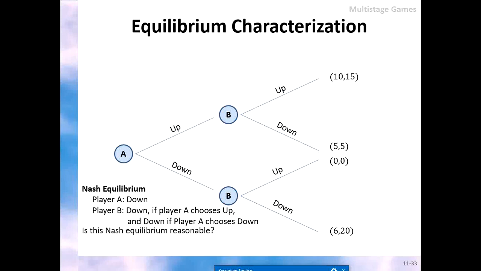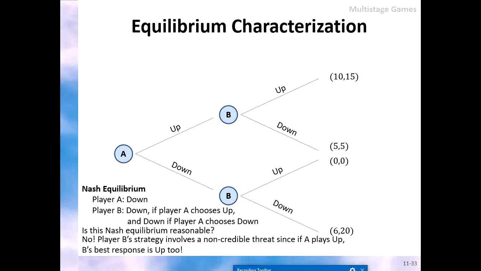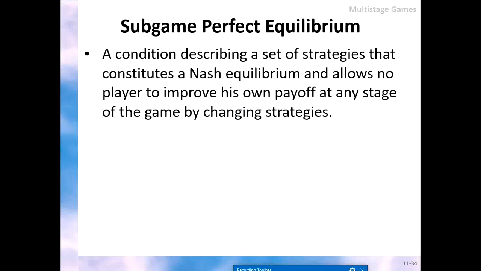Now, which of these two Nash equilibrium outcomes is the more reasonable? The answer is the second. Player B's strategy in the first involves a non-credible threat, since if A plays up, B's best response is up too. So now we come to the subgame perfect equilibrium. What is it? A condition describing a set of strategies that constitute a Nash equilibrium and allows no player to improve his or her own payoff at any stage of the game by changing strategies.